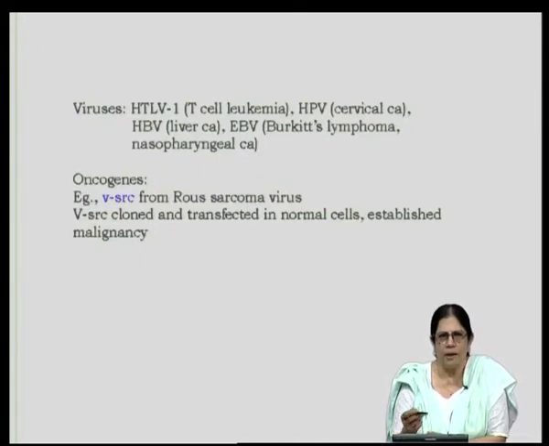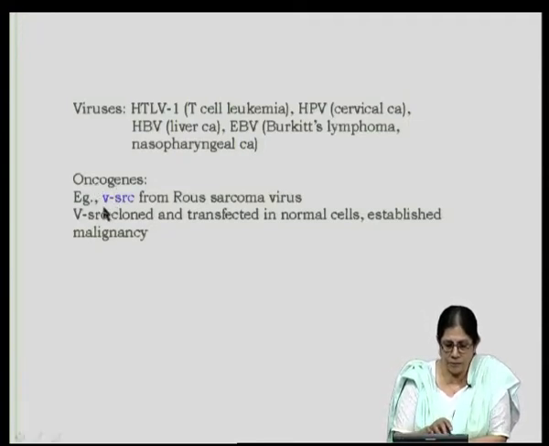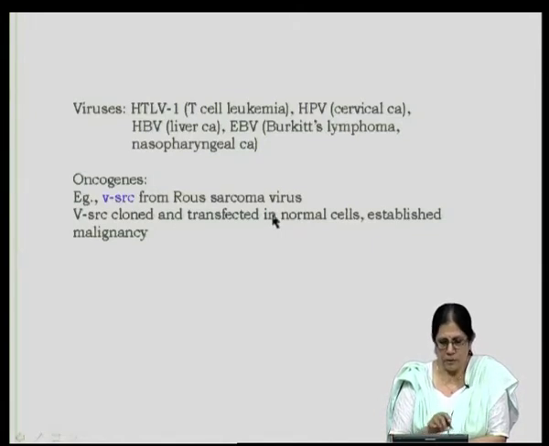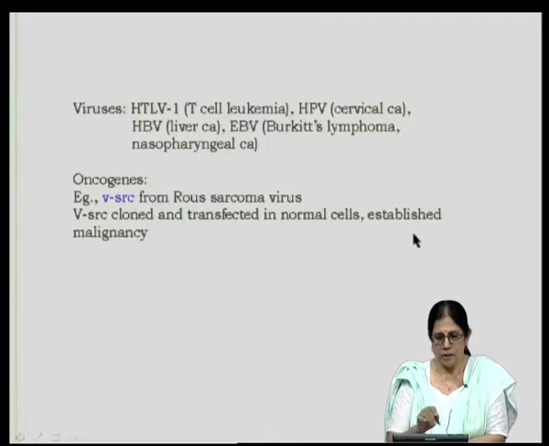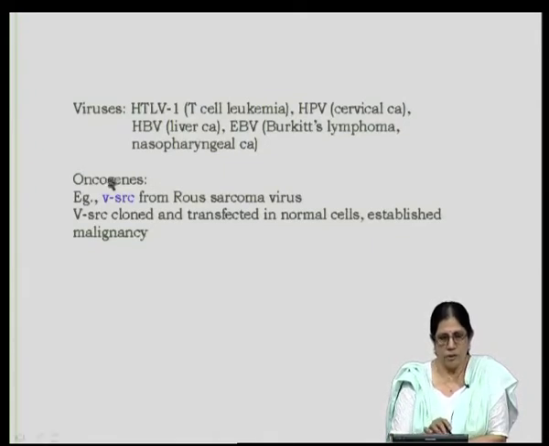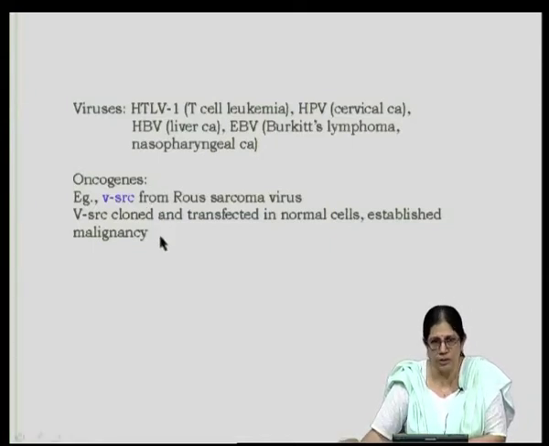Now, how are viruses associated with cancers? Viruses are known to have oncogenes. Onco is a name for cancer, so these are genes which are associated with cancer. I will talk about this a little later, but for example, oncogenes such as V-SARC from Rous sarcoma virus. Now, Rous sarcoma virus is a virus in chickens. When this particular gene of the Rous sarcoma virus is cloned and then transfected into normal cells, it establishes malignancy. So, again, directly relevant oncogenes have been shown to cause cancer by simple transfection, or introducing this gene into normal cells.